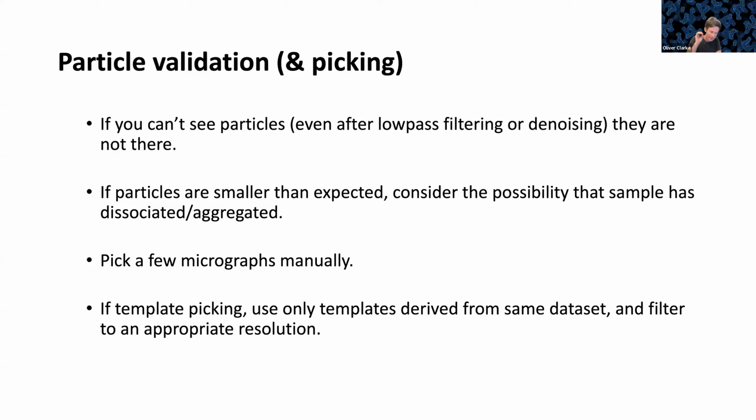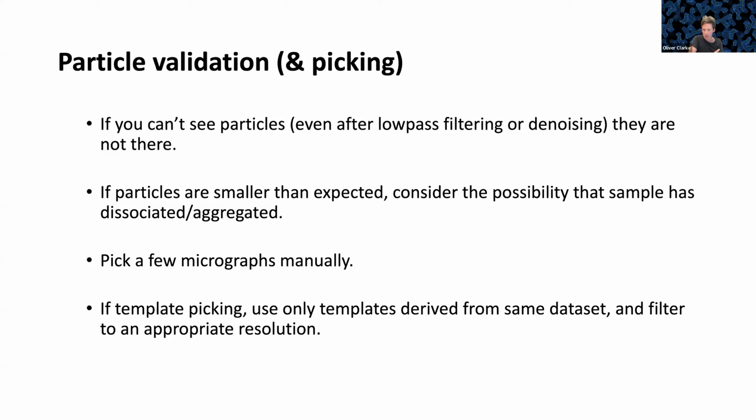So if you get a micrograph where you just can't see anything, it does not mean your protein is too small. It means the protein is either not there, or if the particles you see are smaller than you expect, you should consider the possibility that your sample is dissociated or aggregated. This happens a lot, right?